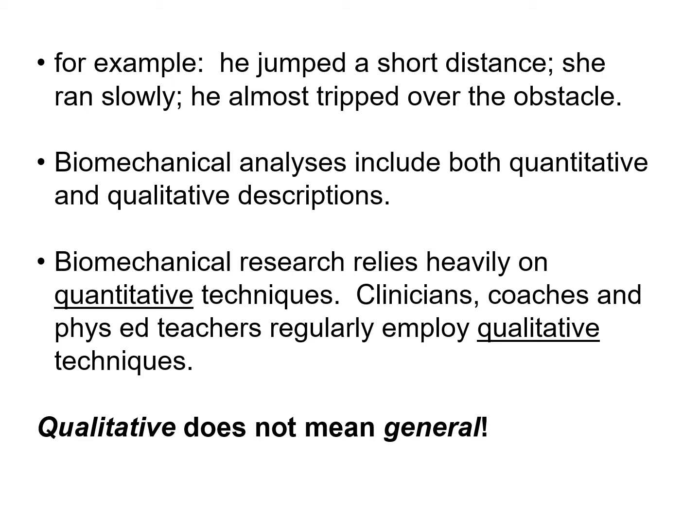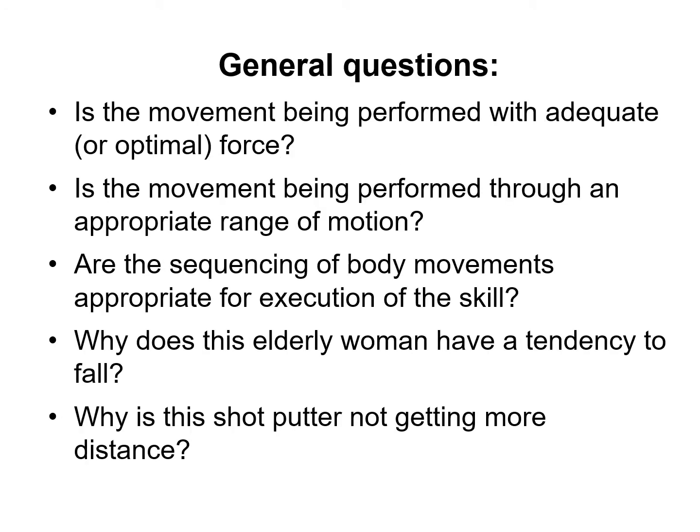But qualitative does not mean general. When I say general, we develop general questions, and we're trying to use those general questions to guide us to a more specific question. So a general question may be, is the movement being performed with adequate force? Or why is the shot putter not getting more distance? We ask ourselves these questions first, and then we try to collect some data simply through observation, and hopefully that can guide us to more specific questions.